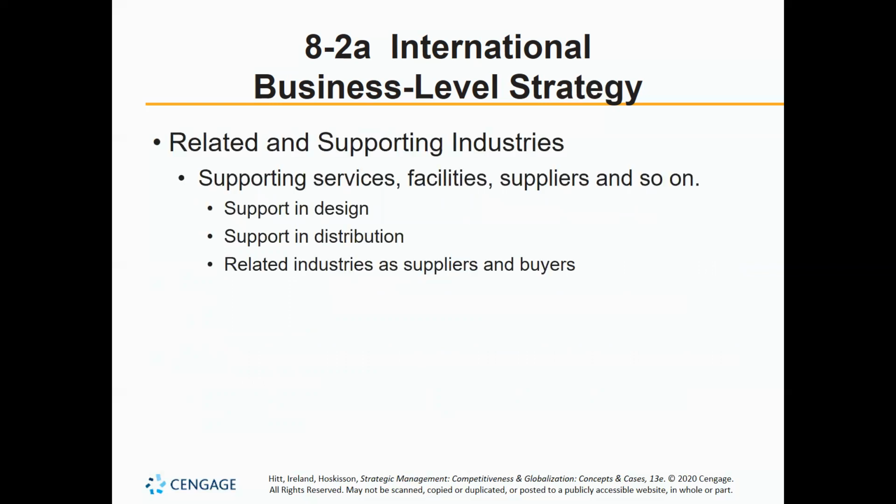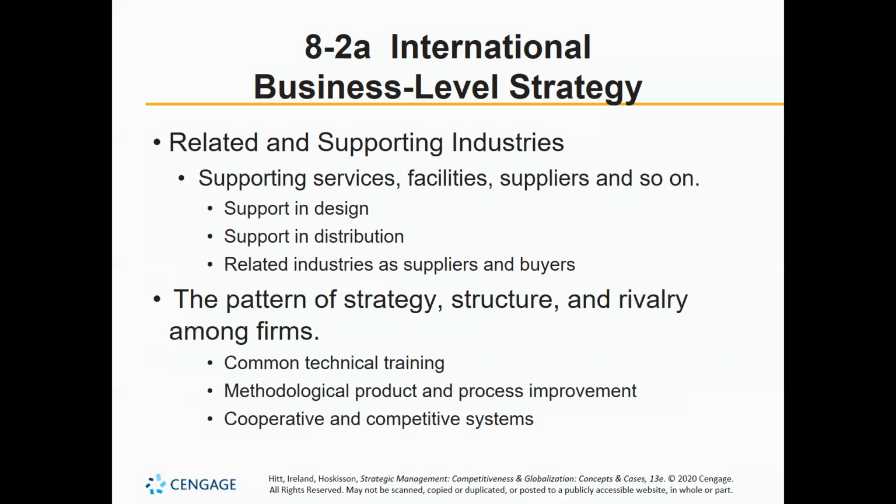Another consideration would be related and supporting industries. Things like support and design, distribution, or related industries such as suppliers and buyers that might be located near potential international operations. We'll also look at things like the pattern of strategy, structure, and rivalry among firms.